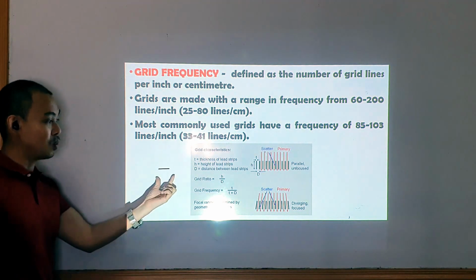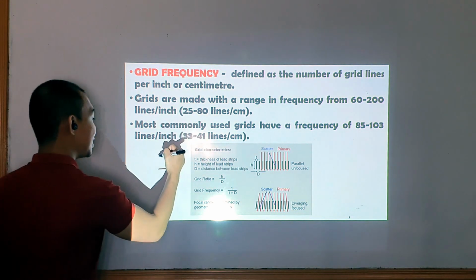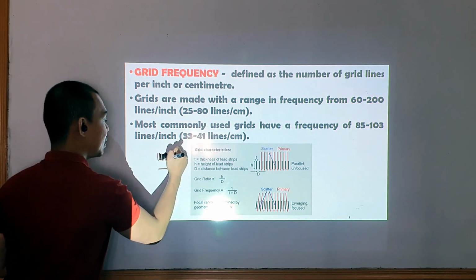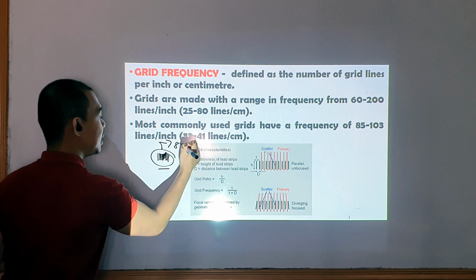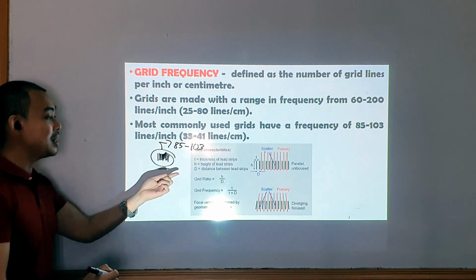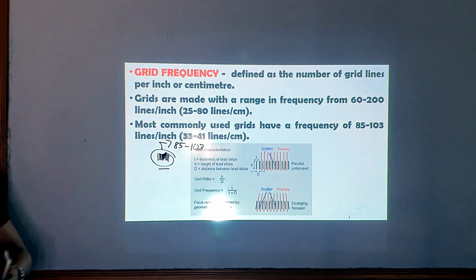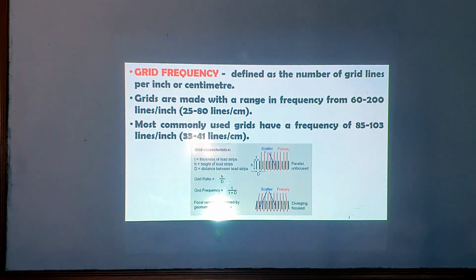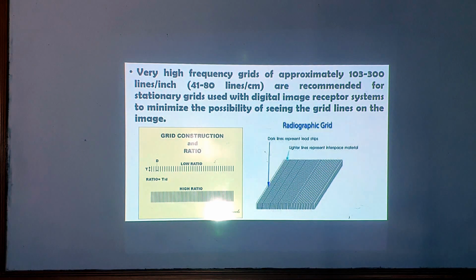So just imagine this is 1 inch. Most commonly used grids, guys, will have a frequency of between 85 to 103 lines per inch. We also have very high frequency grids. Very high frequency grids will have an approximate 103 to 300 lines per inch, and these are recommended for stationary grids, which are used with your digital image receptor systems in order to reduce the possibility of seeing the grid lines on the image.